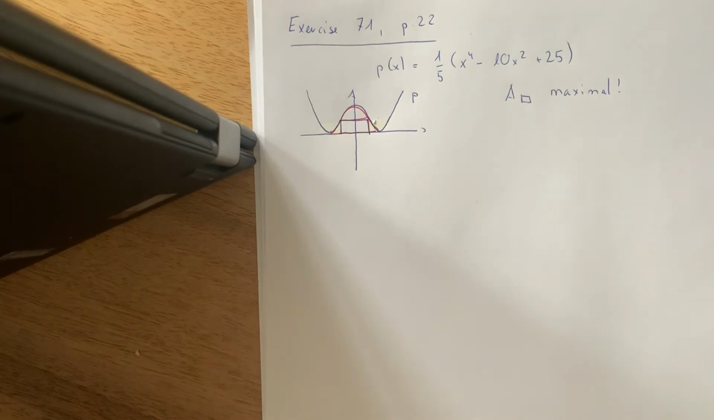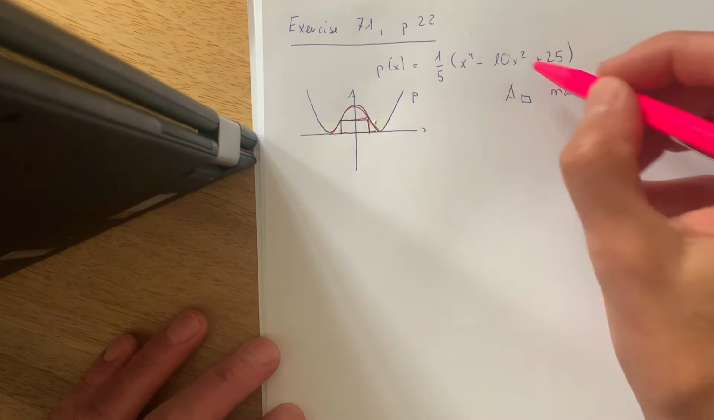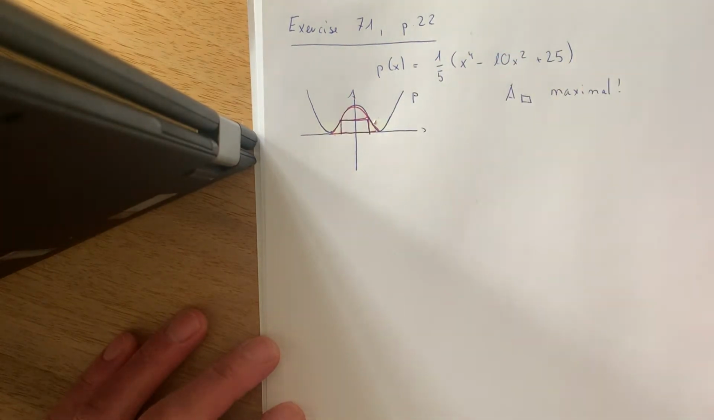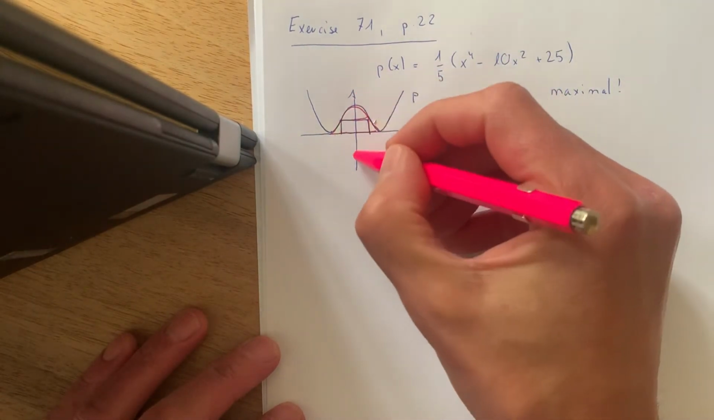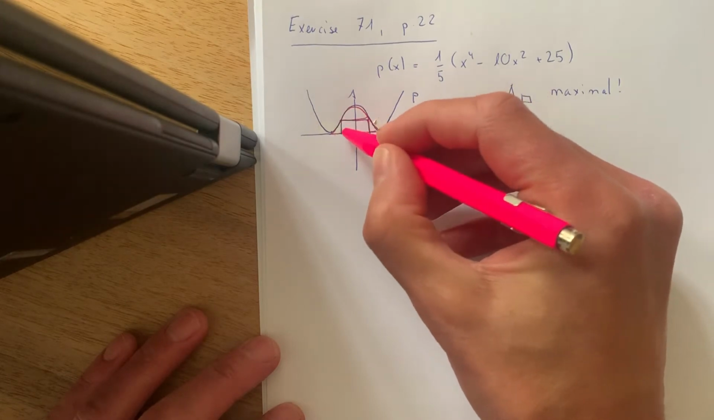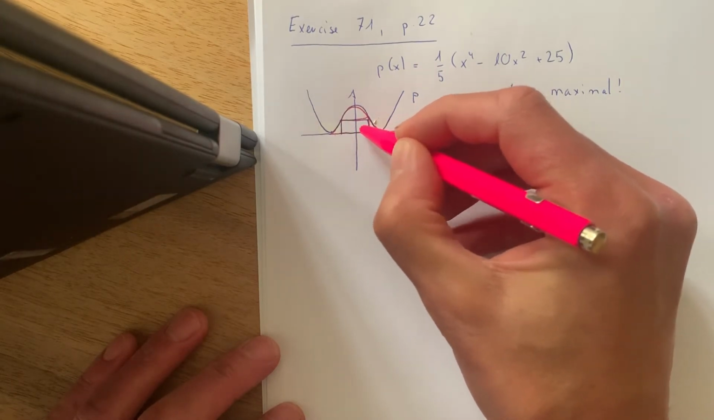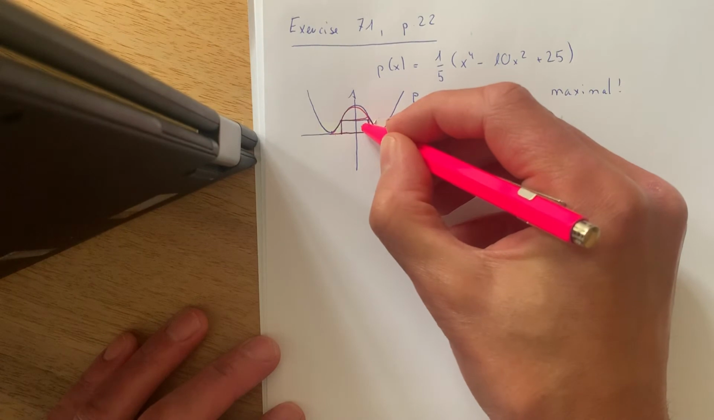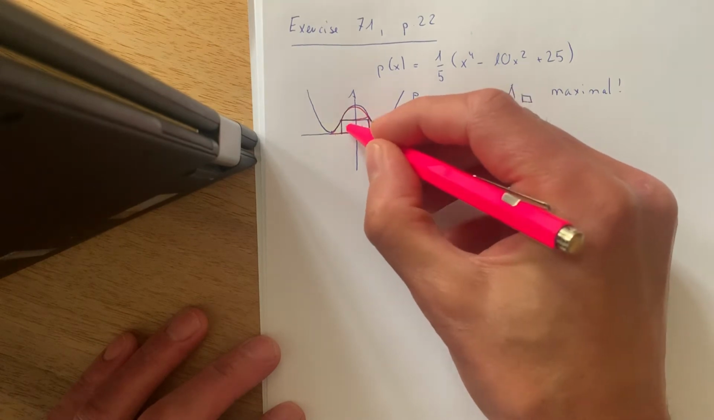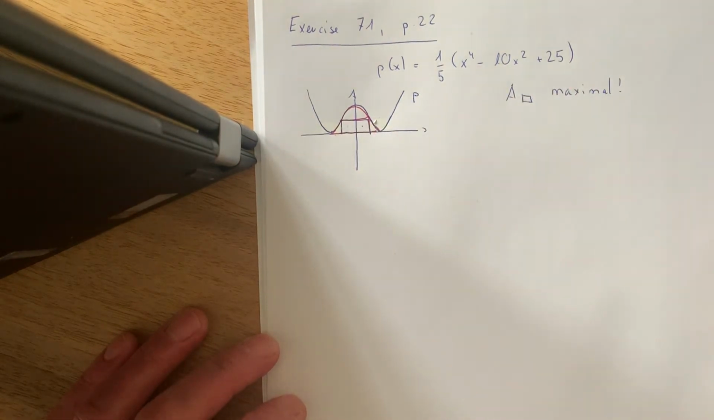Okay, and now, because this parabola is symmetrical with respect to the y-axis, the y-axis is going to divide this rectangle into two equal parts. So this part here has precisely the same size as this part here. This will become important in a few minutes. So the area of the rectangle should be maximal, and this is my picture.